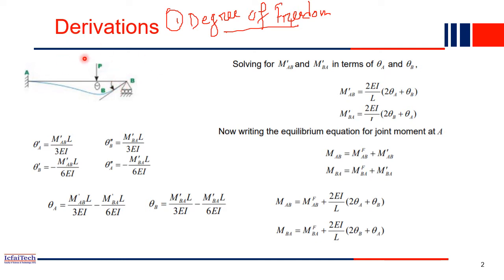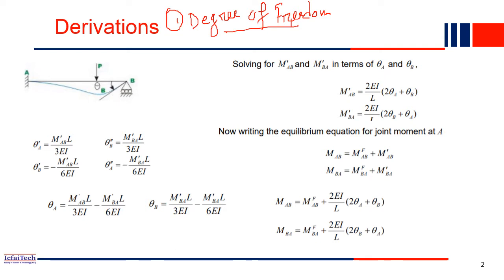So like that, in this method we first have to identify how many kinematic degrees of freedom there are at each joint. Once we know the kinematic degrees of freedom, then based on that we have to derive our slope deflection equations. So now let's derive our main slope deflection equation.